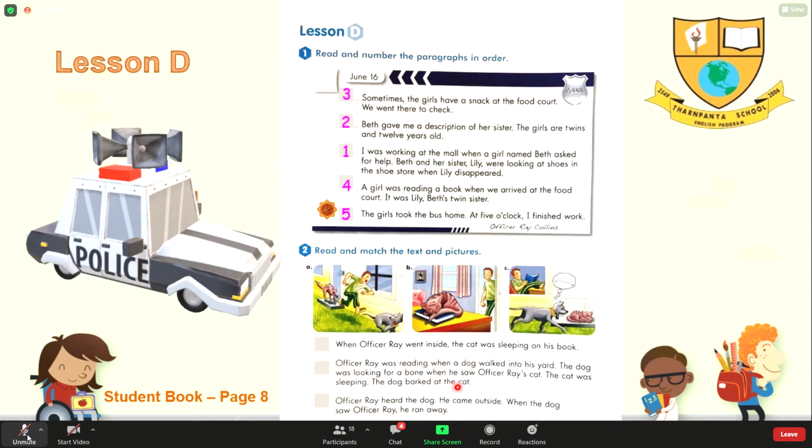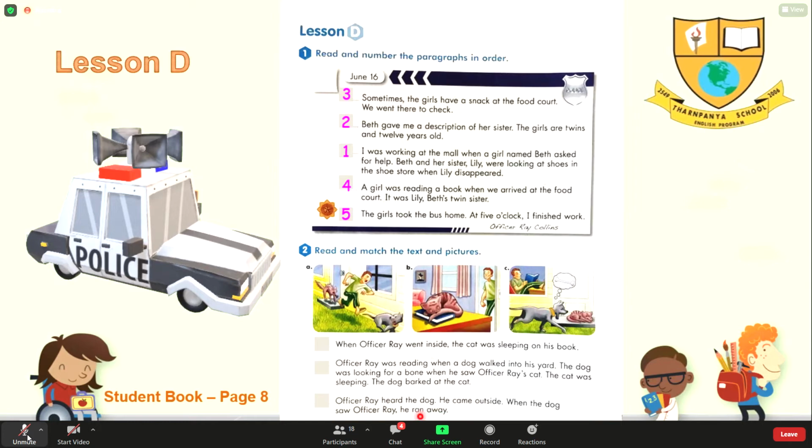Okay. And let's read the last description together. Officer Ray heard the dog. He came outside. When the dog saw Officer Ray, he ran away. All right.